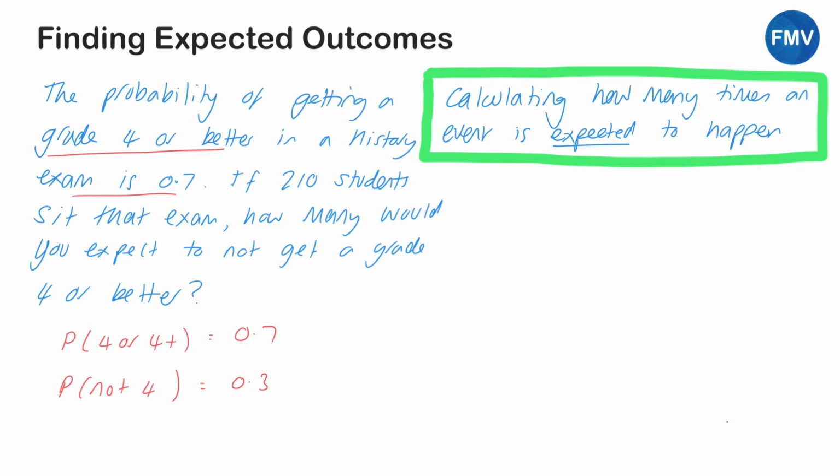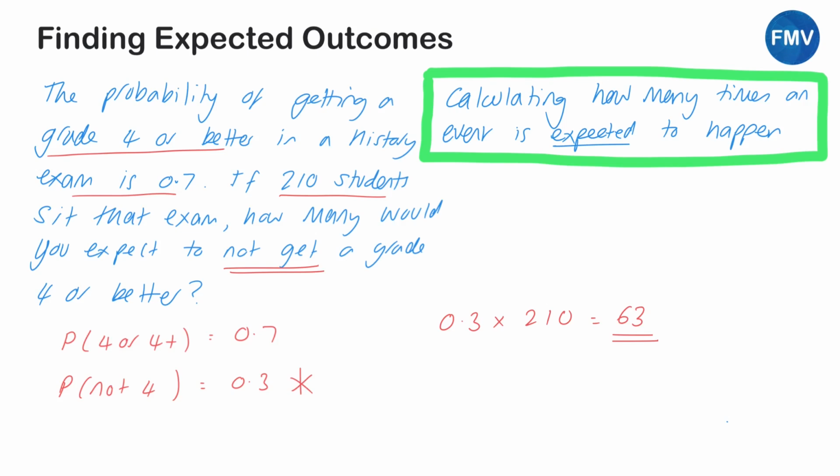So let's look at the question again. We have 210 students. How many would you expect not to get a grade 4 or better? So we are dealing with this probability here. So now we have 0.3 multiplied by 210. So 0.3 times 210 is just 63. So we would expect 63 students to not get a grade 4 or better.